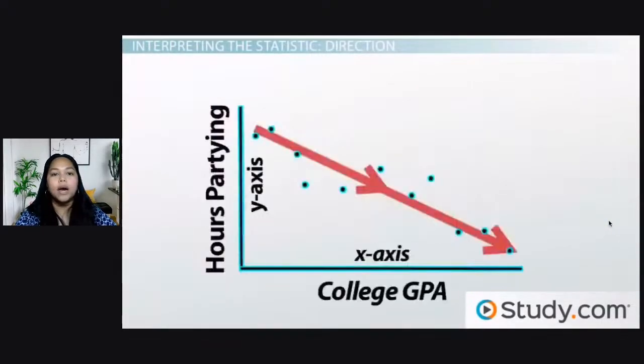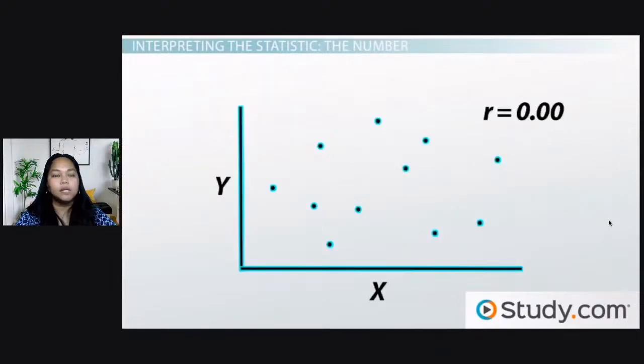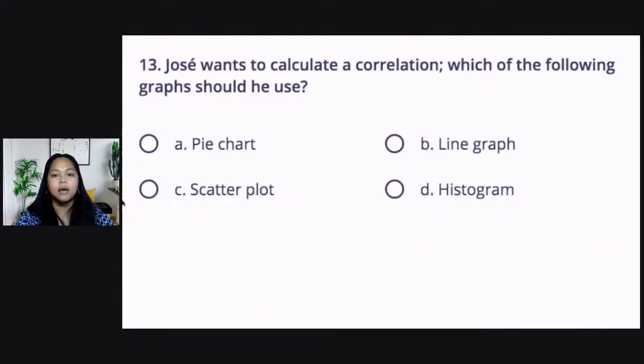Alright, going back to number 13. Sana klaro na. Balikan nyo lamang ito mamaya, no? I will be sharing the slides. Jose wants to calculate a correlation. Which of the following graphs should he use? Okay, ito, bonus na to. Pie chart, line graph, scatter plot or histogram? Alam nyo na to. Letter C.